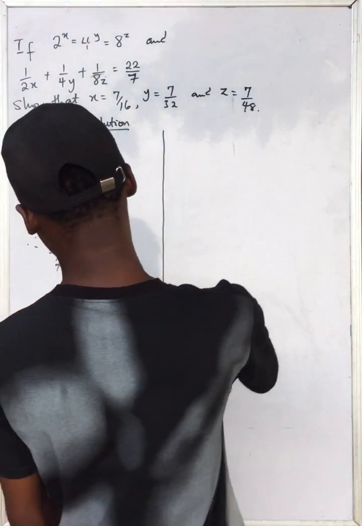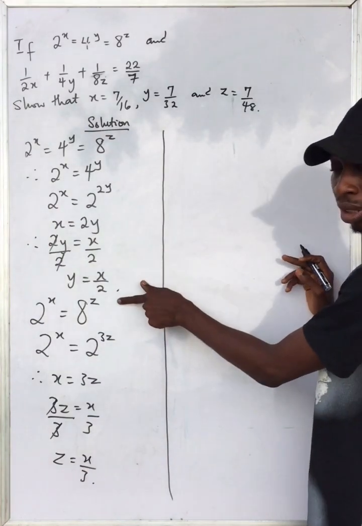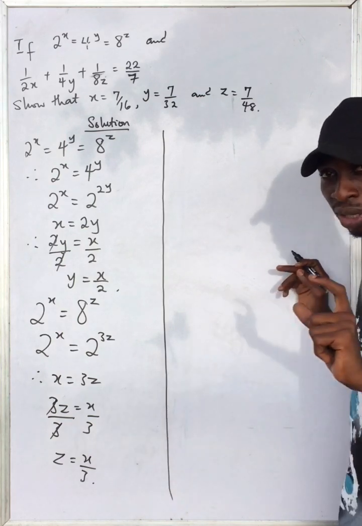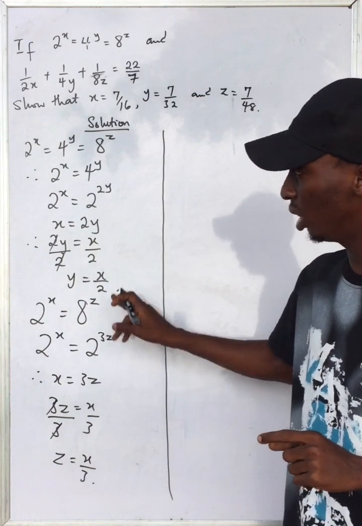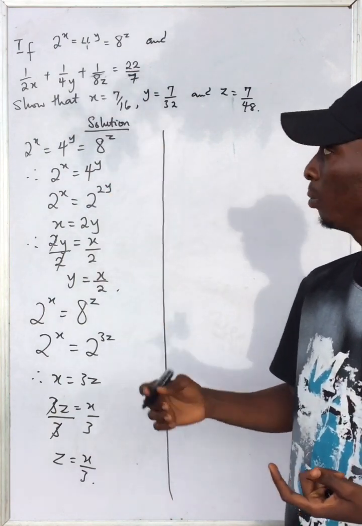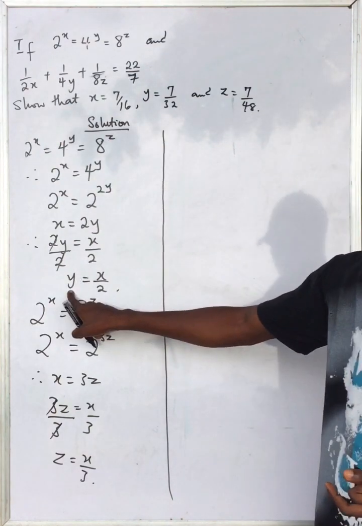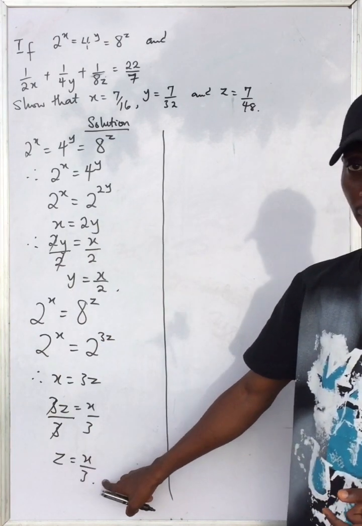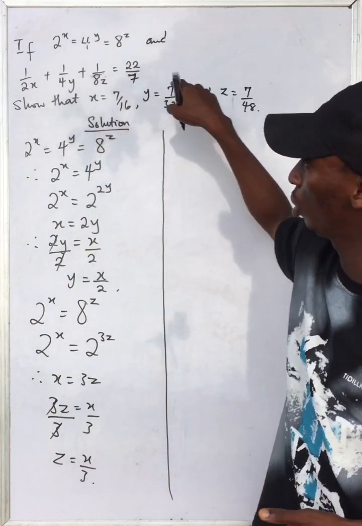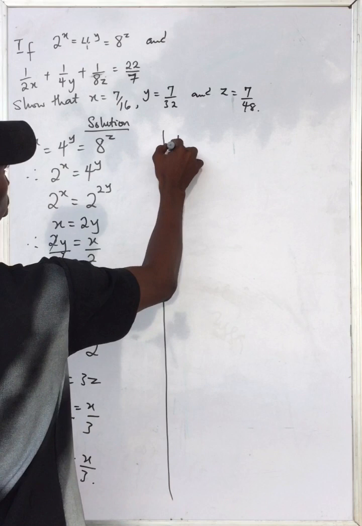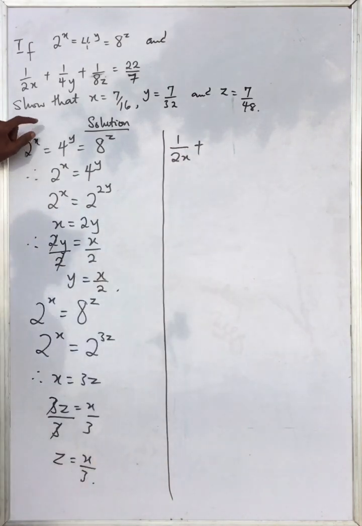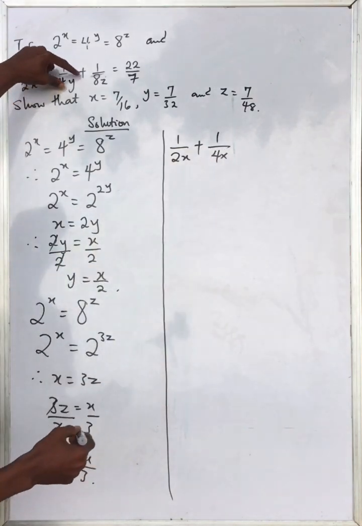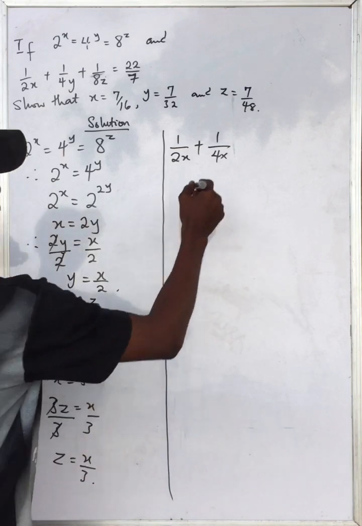Now take note of these two substitutions here. Remember, y is x over 2, the same way z is x over 3. Now look at what I'm going to do. I'm going to introduce these two things into this equation and see what I'll get. That means anywhere we have y, I'll replace with x over 2. Likewise, anywhere we have z, I'll replace with x over 3. Shall we do that in this very equation here? By so doing, I would have 1 over 2x plus 1 over 4 multiplied by, in place of y, I put x over 2.